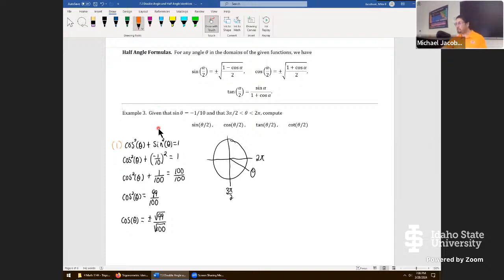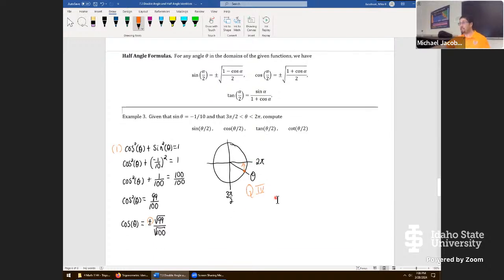Yes, the first coordinate will be cosine. Exactly. In this quadrant 4, we get a positive for cosine. That tells us we're using the positive root on the next step. Well, any questions at that moment, folks? Determining the domain for theta?